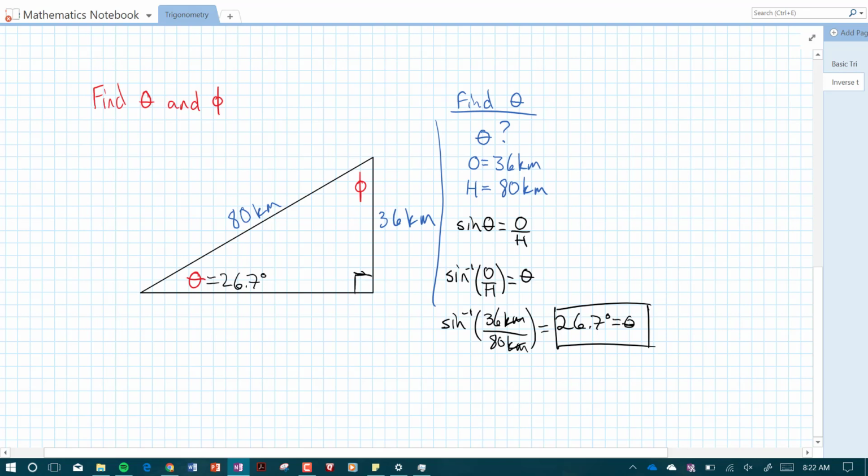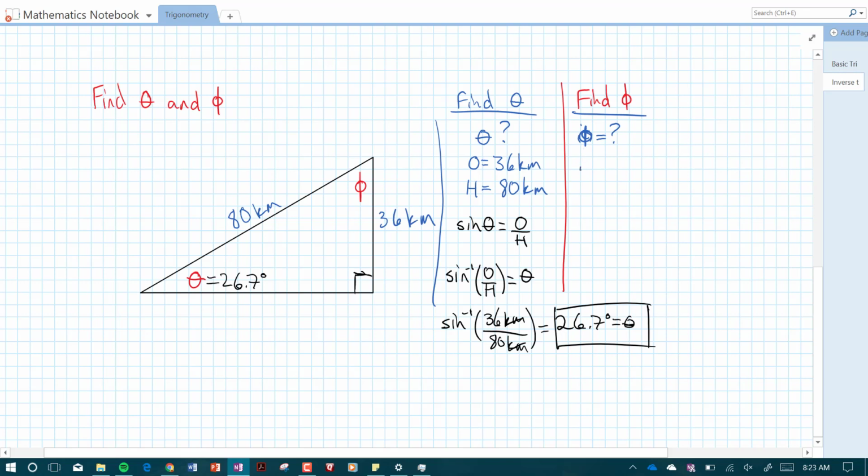We could just use the fact that the total internal angles of a triangle add up to 180 to find phi. And that's the easiest way to do it, but I'm going to do one more example of using an inverse trig function to find phi. So let's find phi over here. In this case, phi is our base angle, so phi is our unknown.